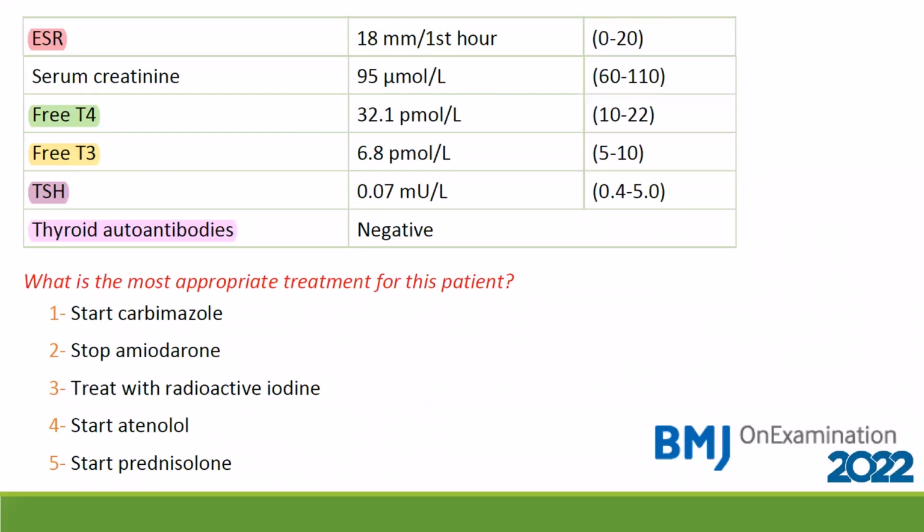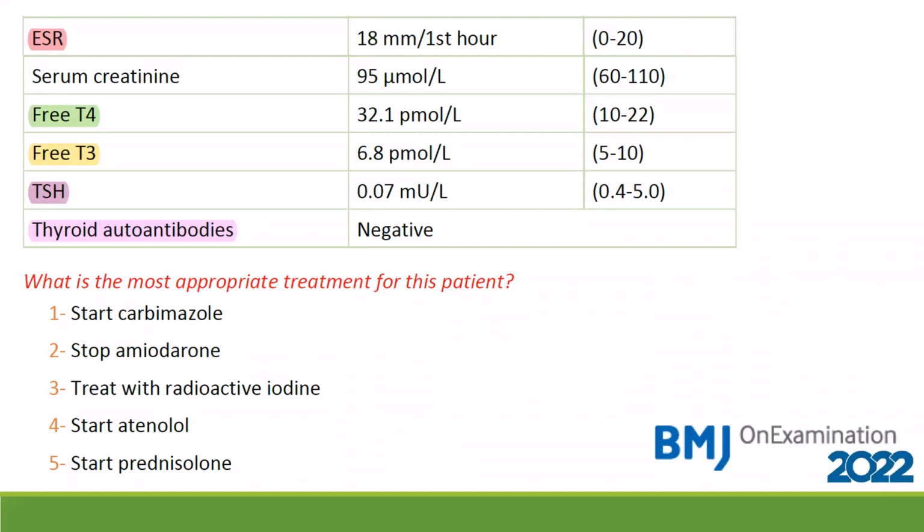Free T4 is elevated, free T3 is normal, TSH is low, thyroid autoantibody is negative. What is the most appropriate treatment for this patient? Start carbimazole, stop amiodarone, treat with radioactive iodine, start atenolol, start prednisolone. What is your choice? Prednisolone.